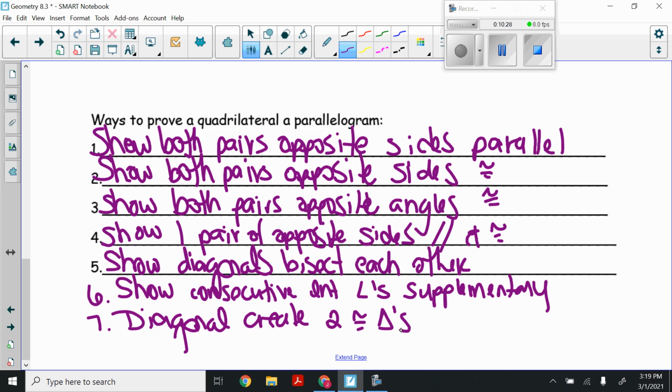So that is section 8.3, how to prove a quadrilateral is a parallelogram. So you see, we're using everything that we learned in the previous section, and we're just reversing it, basically taking the converse of those theorems. Your homework today is section 8.3. Tomorrow we will start looking at the properties of rectangles.